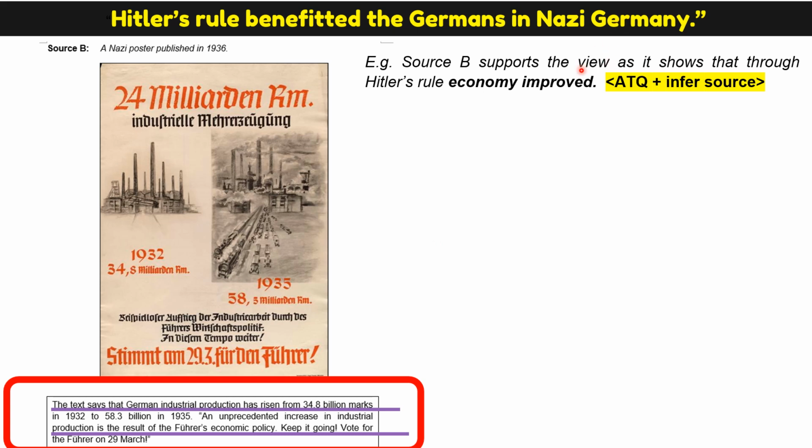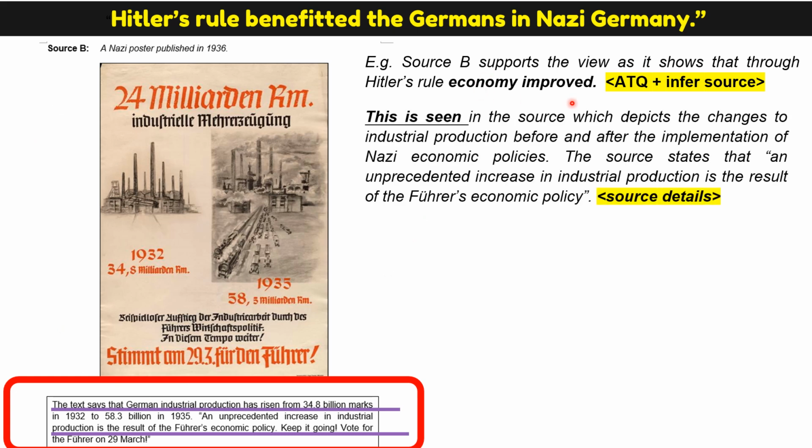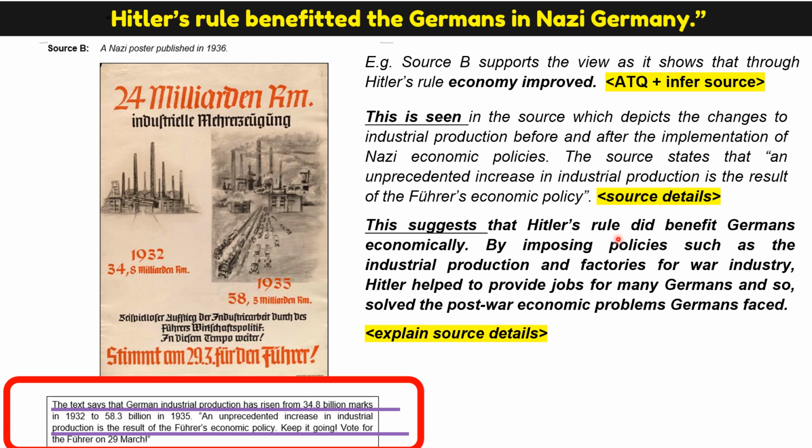Supports the view, right? Because why? Answer the question, infer the source. It supports the view because the economy improved. And definitely quote from it. From here, this is where you quote your source details. And this suggests that Hitler's rule did benefit the Germans because once you have the economic policy, such as industrial production and factories, Hitler provided jobs and it solved the post-war economic problems.